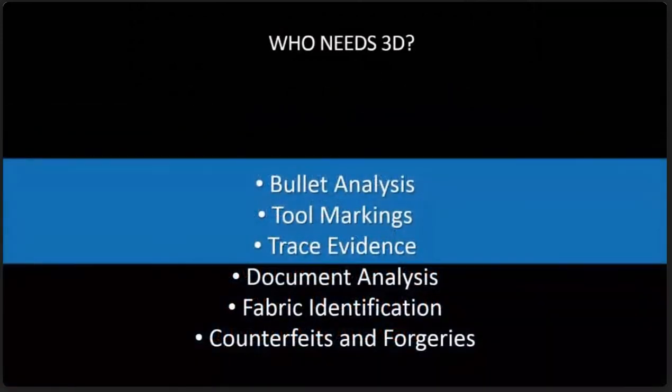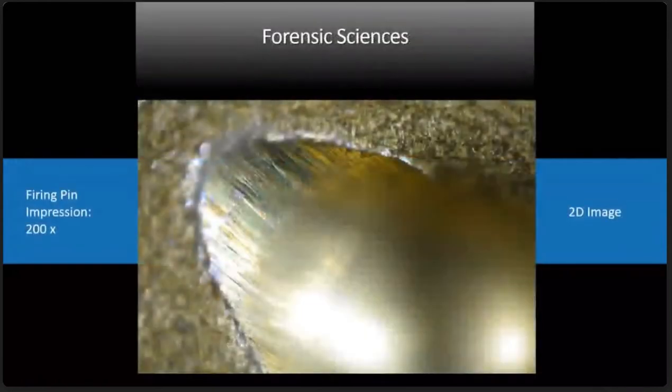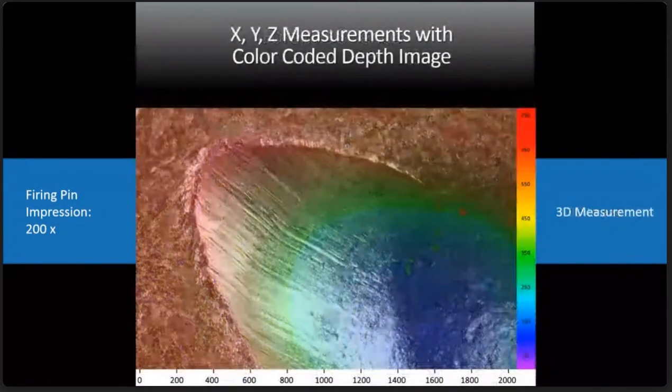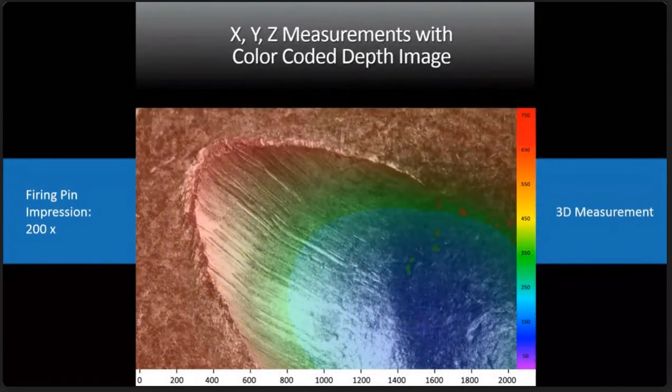So here are some application examples. We'll look at bullet analysis, tool markings, trace evidence, documents, and so forth. So this is that firing pin impression that I showed you. This is closer in now with a closer lens. And now you can see the strike markings. Now this is in 2D, but look what happens when you stack it and see it in 3D. Now you're looking all the way down into that well, all in 3D, and the markings on the firing pin are clearly visible and can be measured. And there, right there, is a 3D color depth map of that same thing. So you can now quickly and clearly measure those markings.